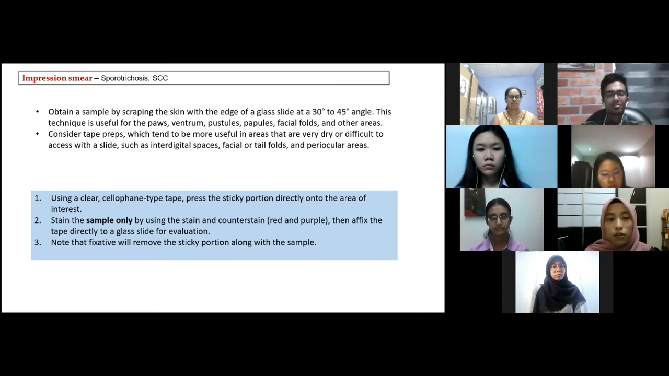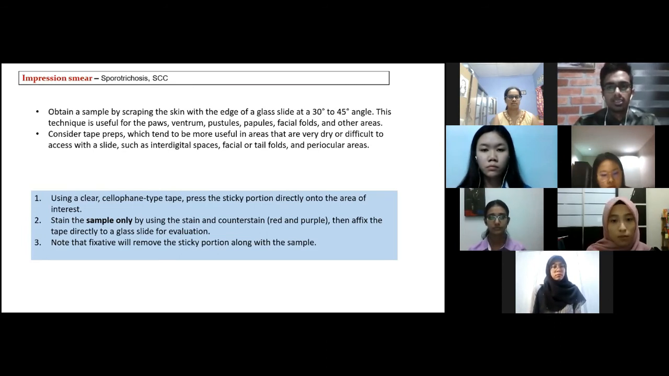And this is very useful for scraping the skin at the pores, the ventrum, the pustules, papules, facial folds, and other areas. So we can also consider to use tape perhaps, which is more useful in some areas that are very dry or difficult to access with a slide, such as the interdigital spaces, facial or tail folds, and periocular areas. So there are a few things that we should take note of. The first thing is you must use a clear cellophane type tape, and then we must press the sticky portion directly onto the area of interest which we want to use as the sample.